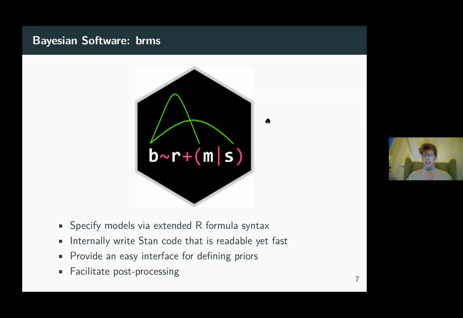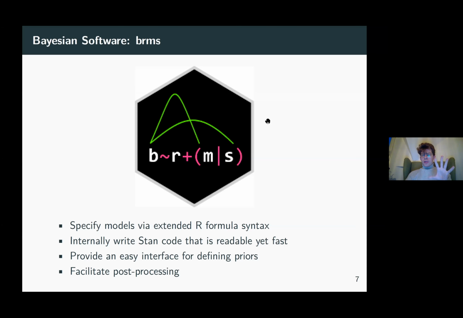One other important part is that it facilitates post-processing. That is, it's not only about estimation of the models, but to create summaries, to create predictions, to create nice graphics, to create model comparisons. Whatever you are interested in the end, we have some nice functionality for post-processing so that you don't have to leave BRMS to do all sorts of things you may want to do after having fitted your models.